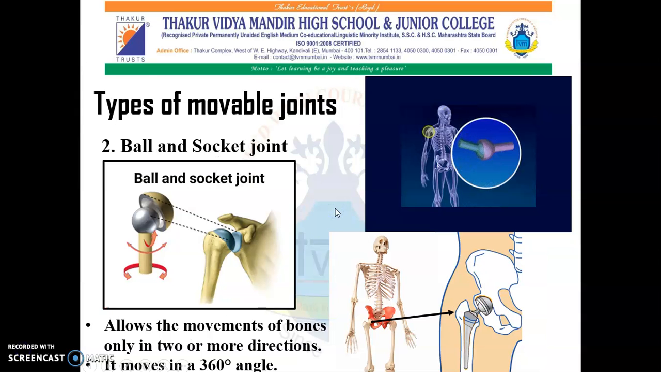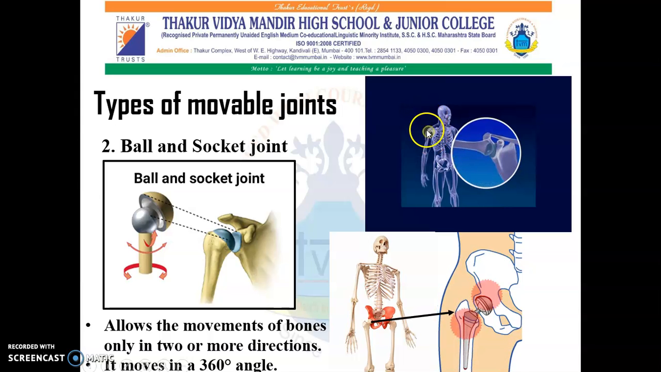Second is ball and socket joint. In this type of joint, the bones can move in two or more directions, and it allows the movement of 360-degree angle. Example, shoulder and hip joint.